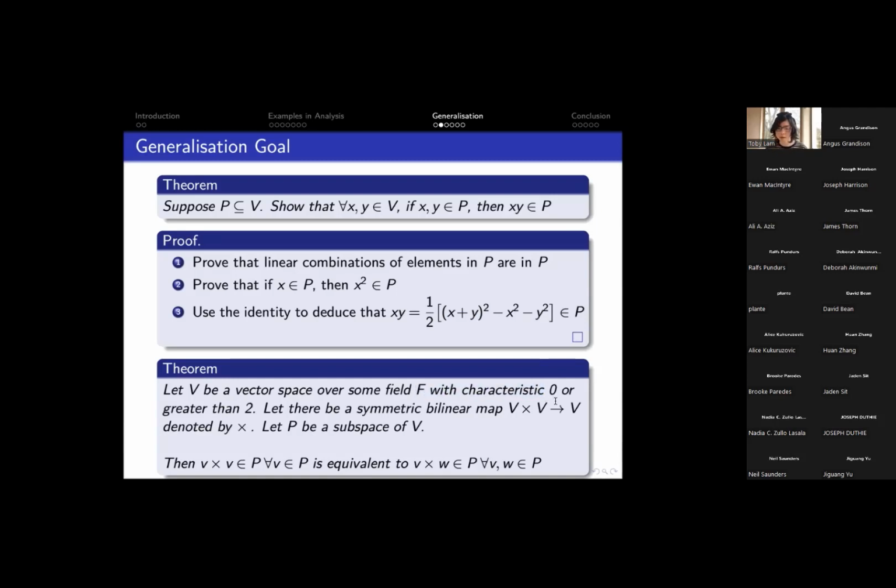than 2. Secondly, you also want the bilinear map to be symmetric, because in this cancellation process, you make use of the fact that x times y plus y times x is going to be equal to 2 of x times y. And that's basically saying that x times y is equal to y times x. So that's why you want it to be symmetric as well.